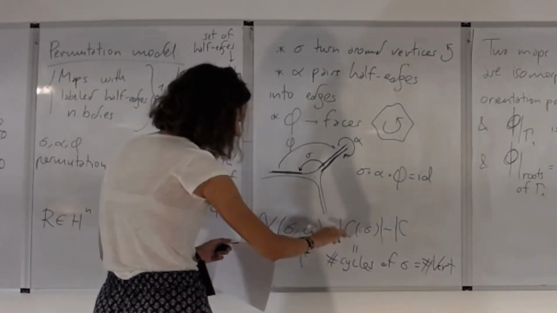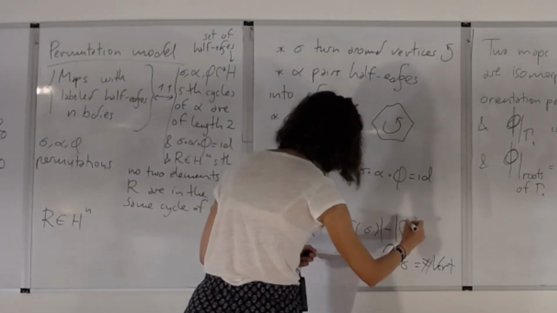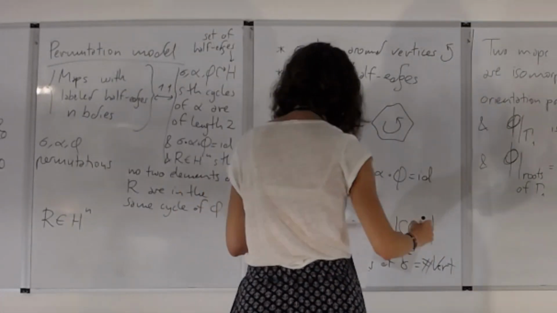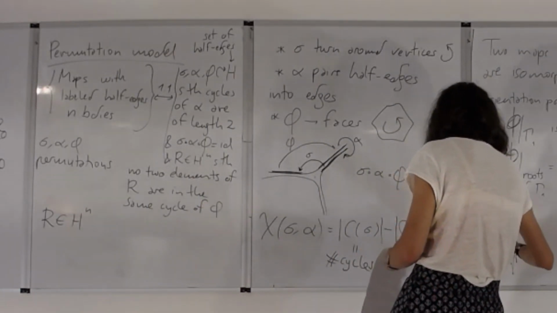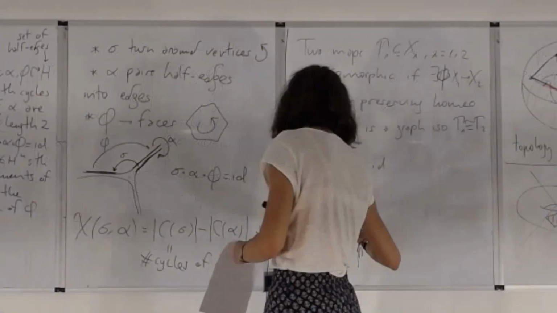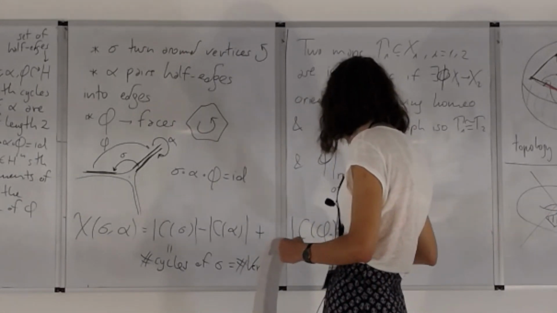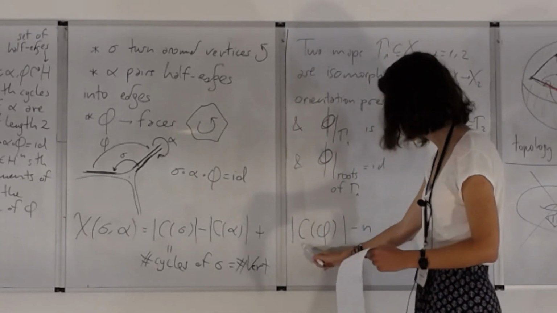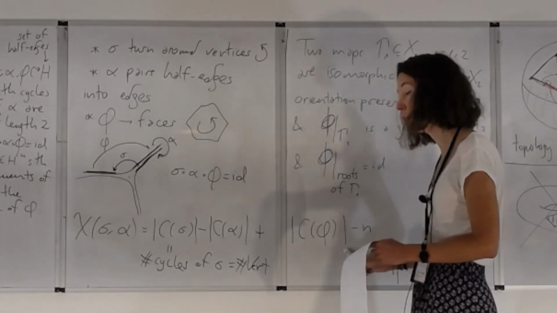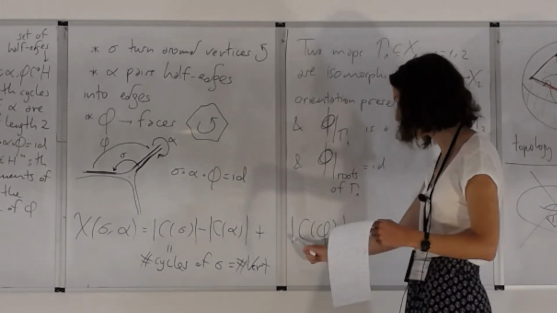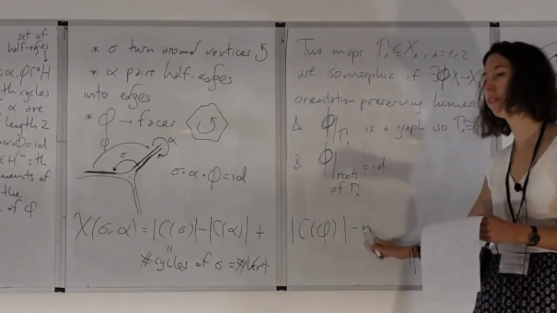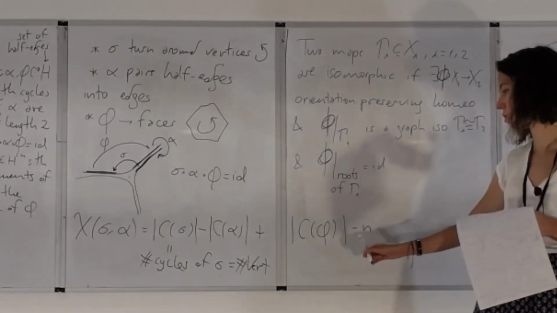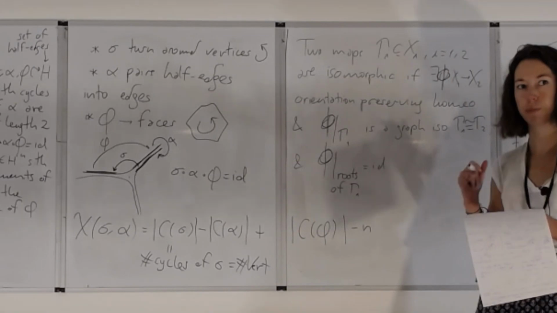So it's the number of cycles of sigma, which is the same as vertices, minus the number of cycles of alpha, which is the same as edges, plus the number of cycles of phi, minus n. So this is the same as the total number of faces, and this is the number of boundaries. And since they are boundaries, I want them to contribute to the Euler characteristic, so that's why I'm subtracting them. Okay?